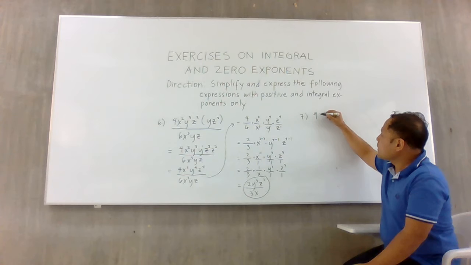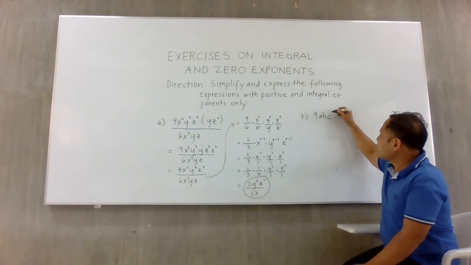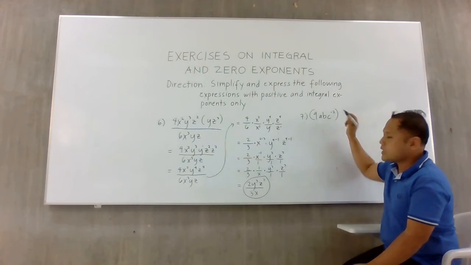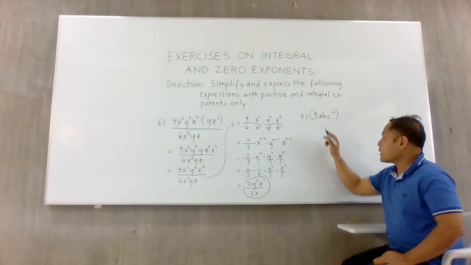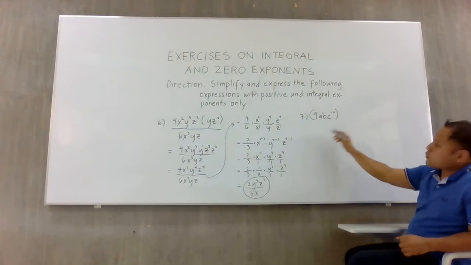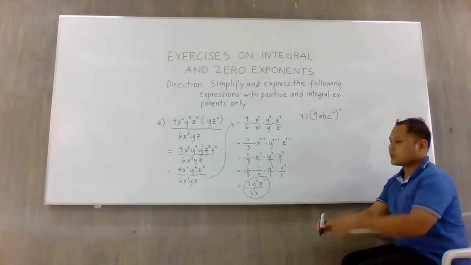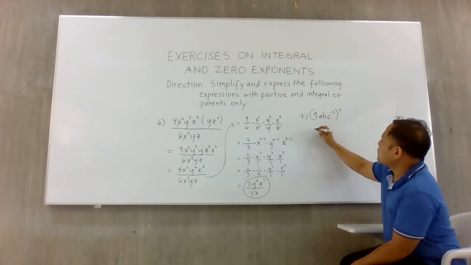9ABC, C is being raised to the power of negative 2. AB has exponent 1, the same with 9. And this whole quantity here is being raised to the power of 2. Very easy.